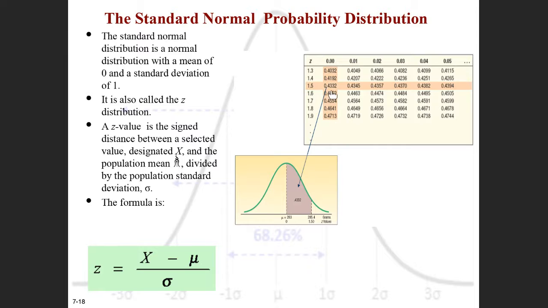In this case, 0.4332 is in this area. If you look over here, the Z-score is 1.7. You already know it's above 1 standard deviation of the mean, so it's between 1 and 2 standard deviations. Any questions about that? About reading the table? No? All right.